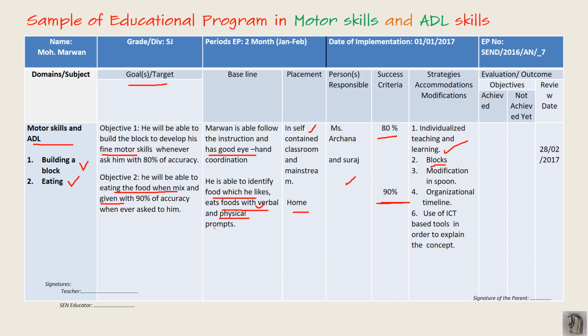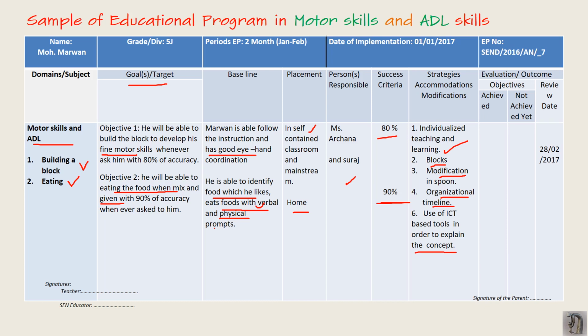Then I will be having a block modification in the spoon. This will tell me a timeline when I'm going to feed, or when I'm going to teach that particular concept, when I'm going to teach the building a block concept, when I'm going to implement that. And using ICT, computer assisted instruction, so that I can clear the concept of how the child is eating with the spoon, and how the child is able to smell the food. So all these things I can take with the help of ICT to clear the concept.